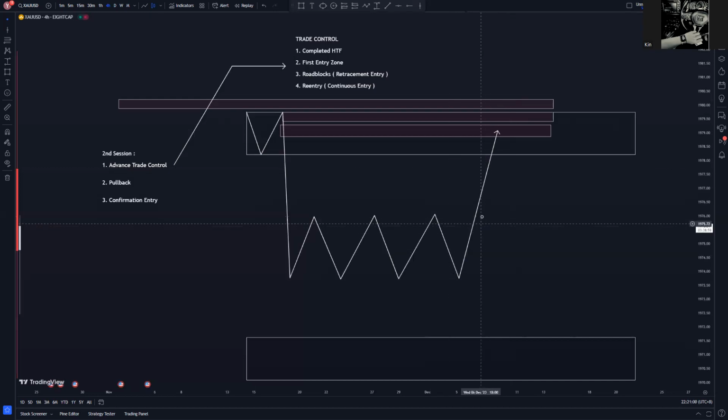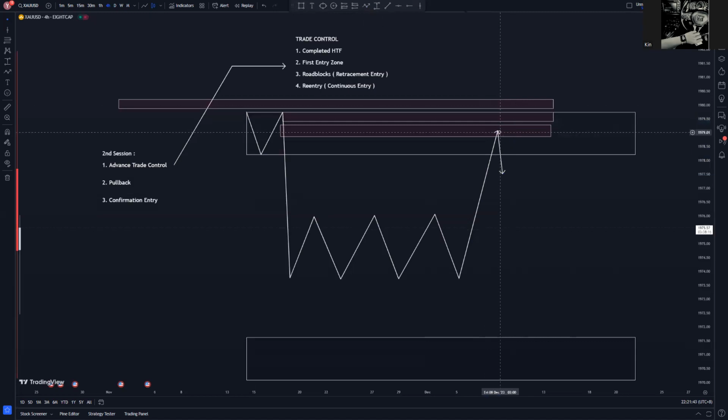When the price gets into the first entry zone, the reason we take trades using the first entry zone is to make sure that after the price creates the confirmation entry, the price is going to go down and then create an engulfing sell, which is our trade control. If there is no trade control, what will happen? There's a big possibility for the price to go up like this again, but it depends on the roadblock.